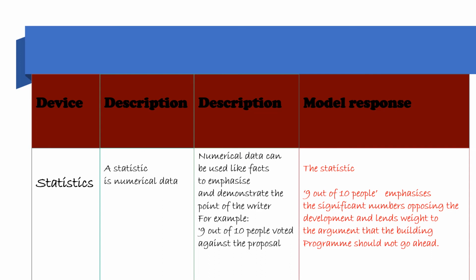The statistic, 9 out of 10 people, emphasizes the significant number opposing the development and lends weight to the argument that the building program should not go ahead. This also calls for a positive response from the readers, who will agree, because not only is it the writer's point of view, but there is also backing, 9 out of 10, there is statistics.